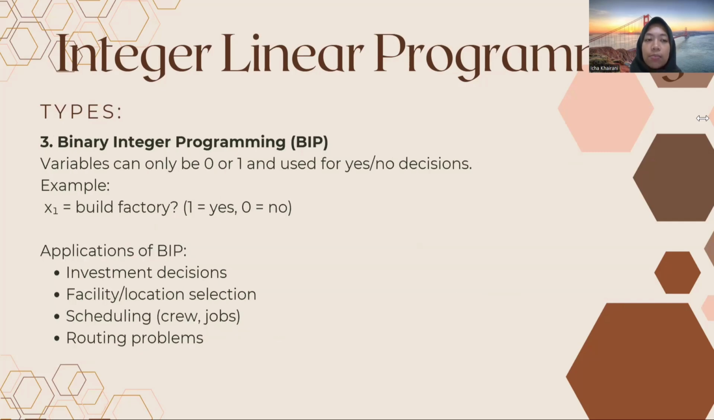And the third is binary integer programming, or BIP. In BIP, variables can only be 0 or 1 and are used for yes or no decisions. For example, x1 is equal to build factory, where 1 is equal to yes and 0 is equal to no. The applications of BIP are investment decisions, facility and location selection, scheduling, and routing problems.